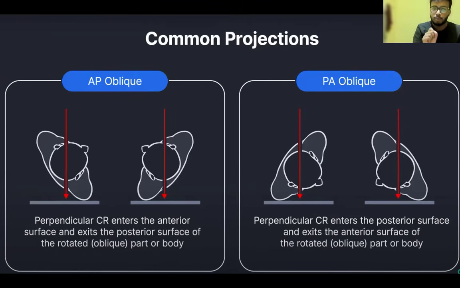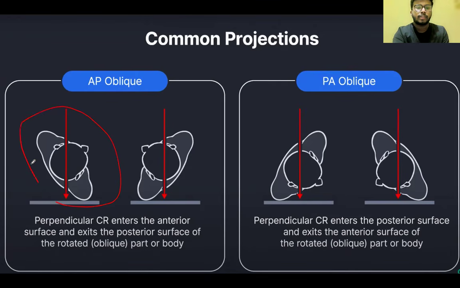called left posterior oblique. So in those situations, if they don't mention entrance and exit points, and just mention either anterior or posterior, then we have to understand that they are mentioning the part that is contacting the cassette. Clear? So then tell me, what projection is this? This one.